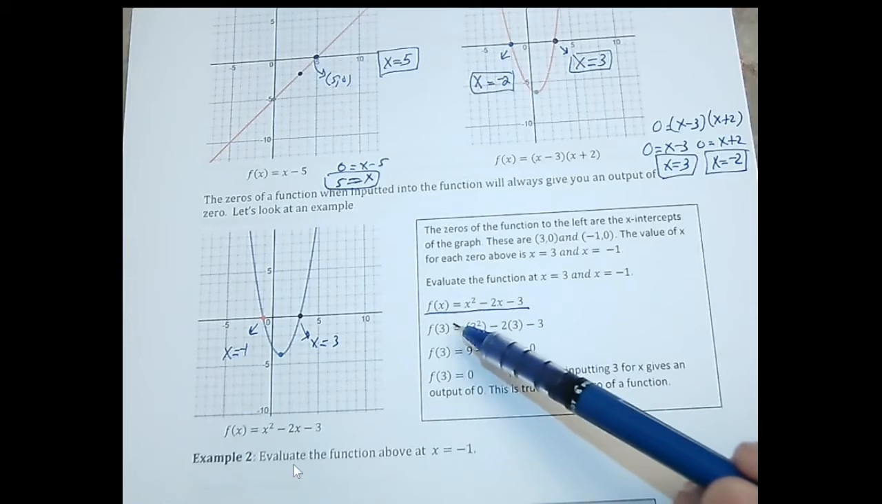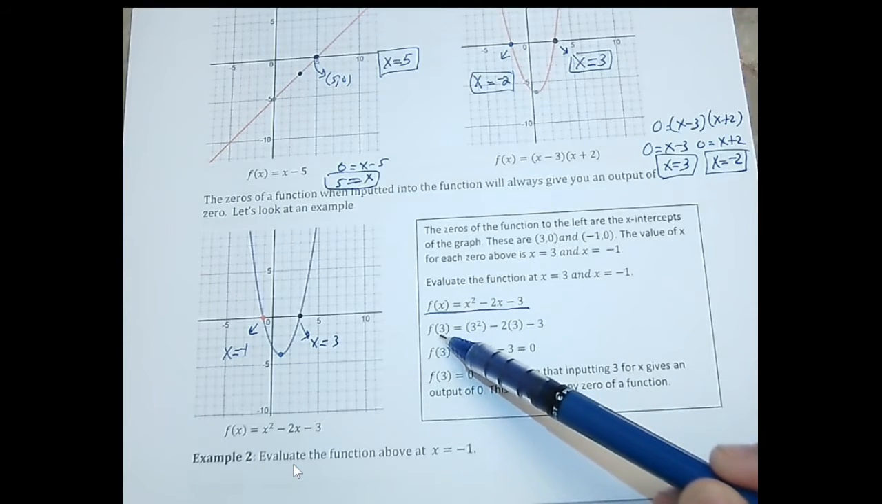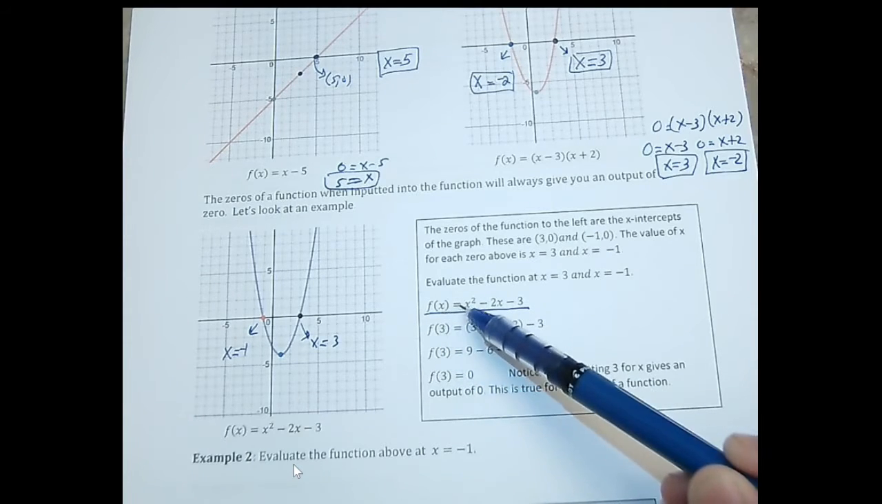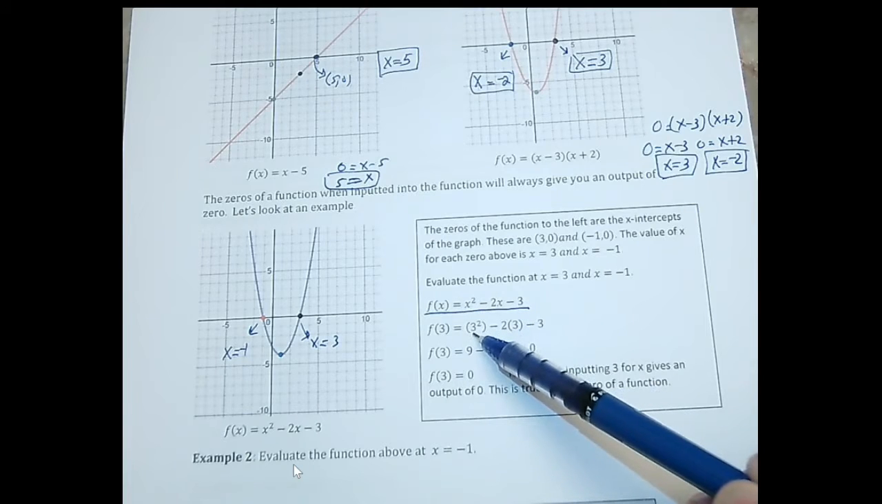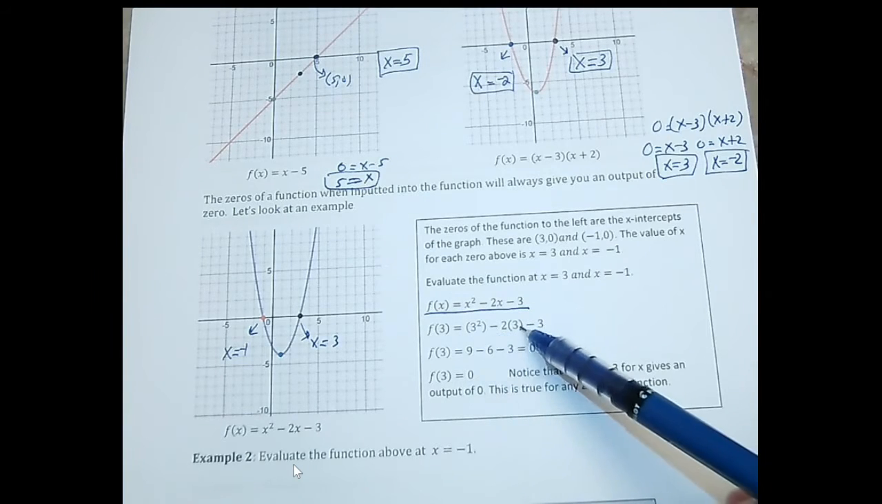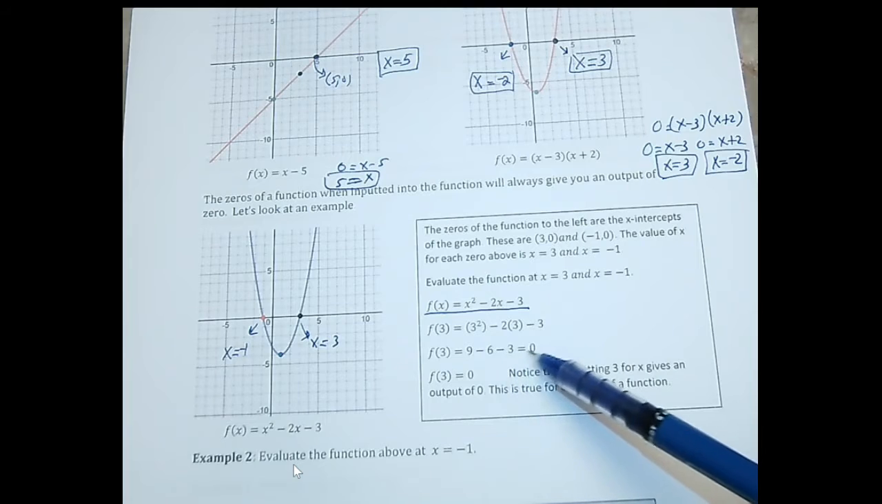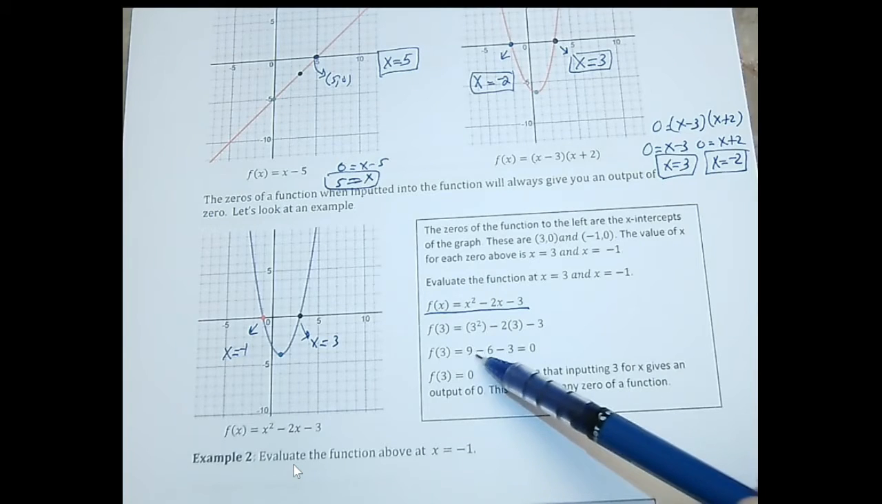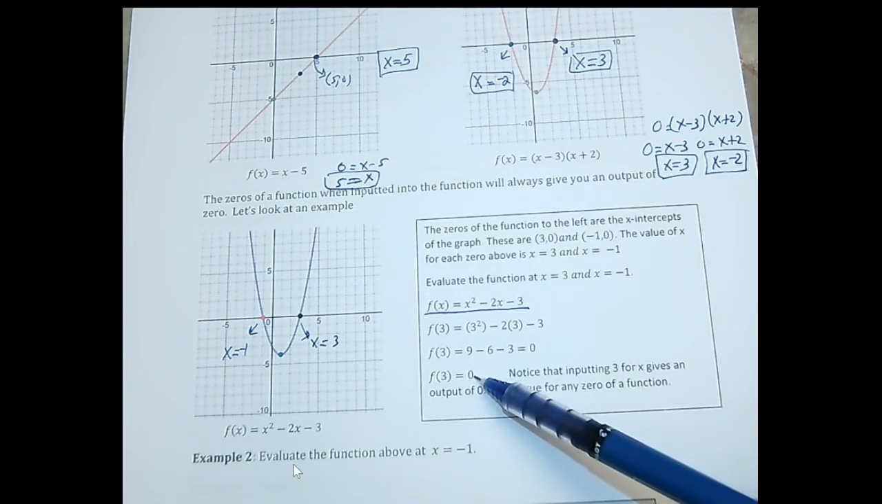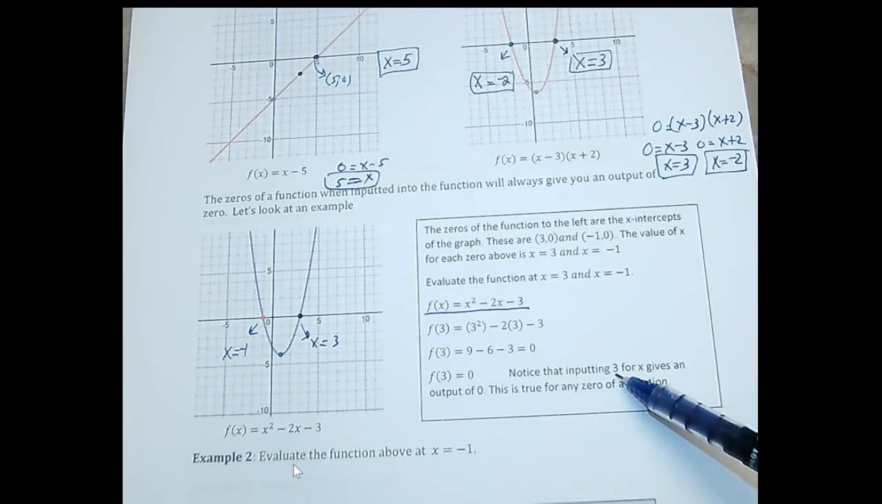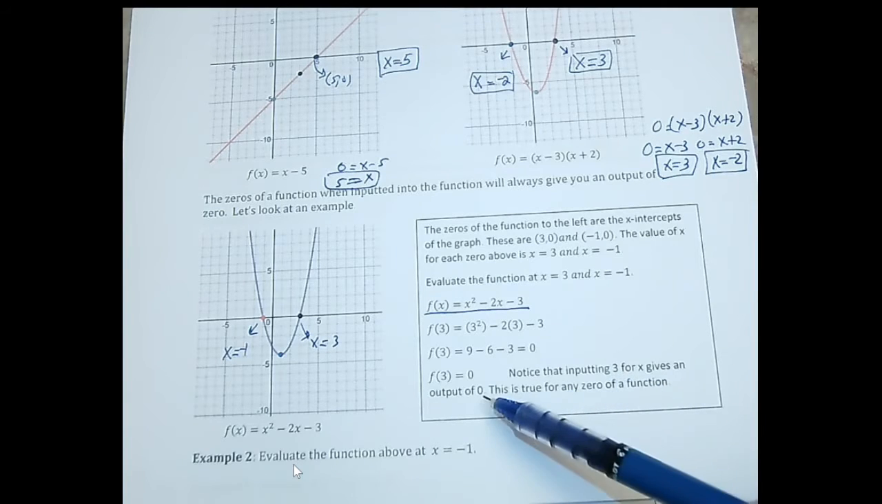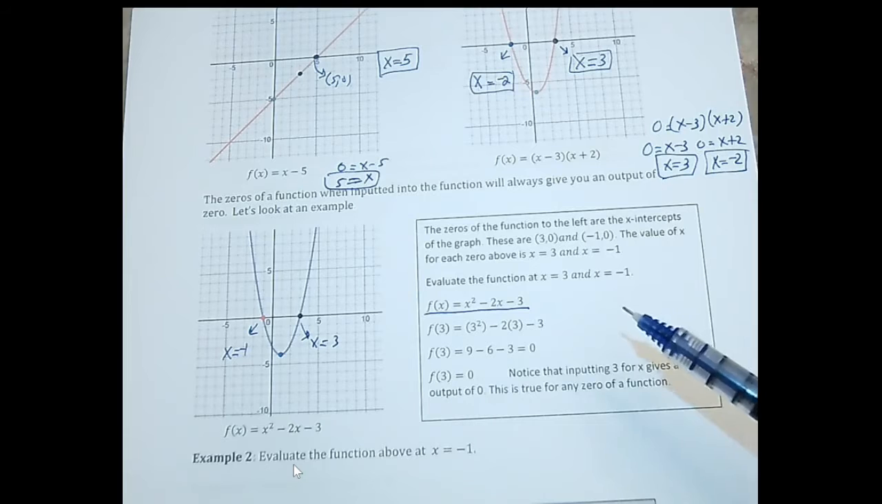And so all this is saying is if we enter our zero, 3, for each of the x's here, we would end up with 3 squared is 9, 2 times 3 is 6, minus 3 is equal to 0. 9 minus 6 minus 3 is going to give us 0. And so by inputting our zero of 3, it's always going to give us an output of 0.